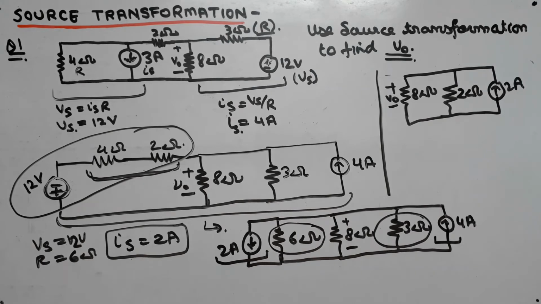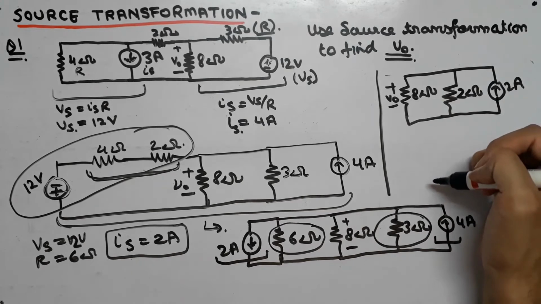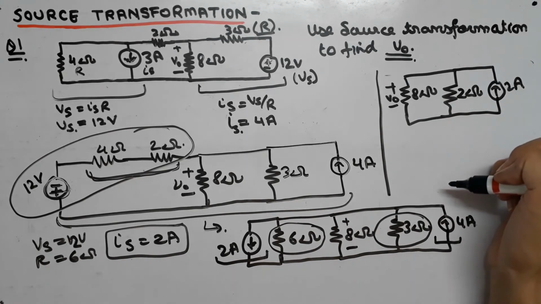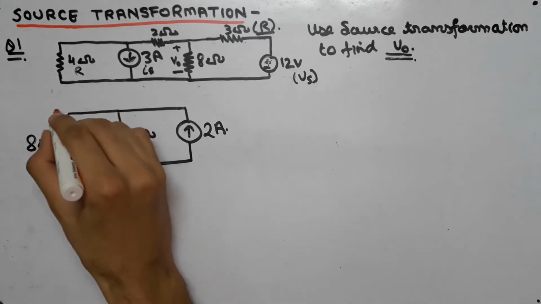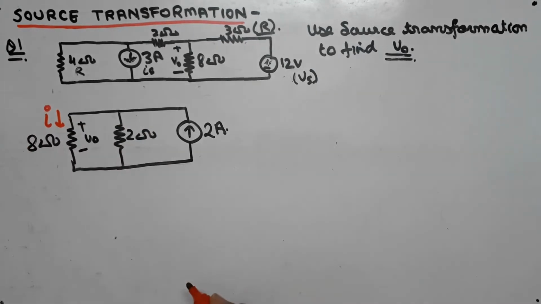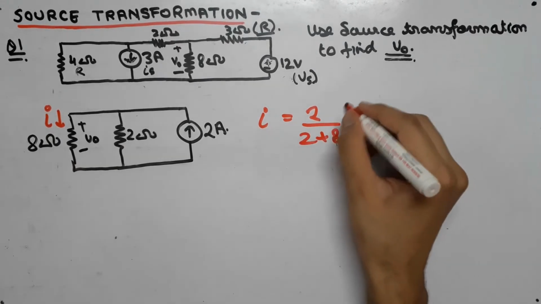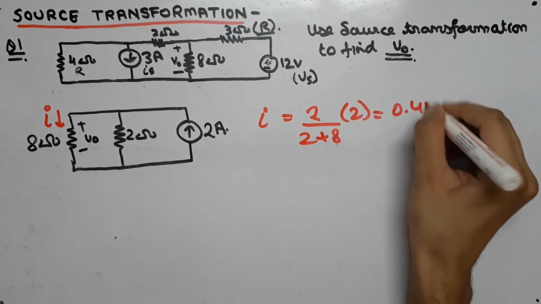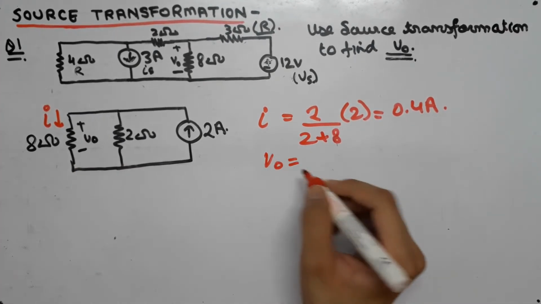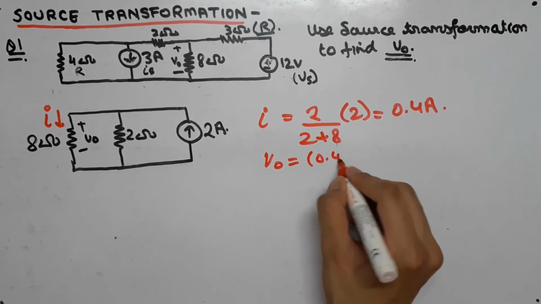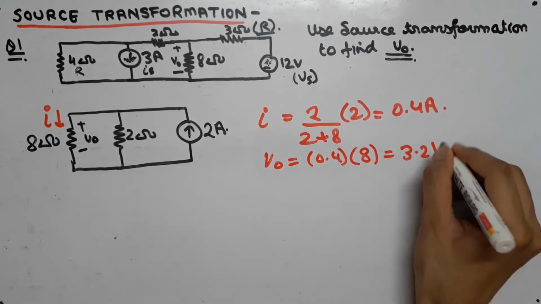Now we will simply use the current division rule and find the current across the 8 ohm resistor, and by that we will find the value of V0 using V is equal to IR. So now we will first find the current over here. Let us suppose that current I is flowing over here. Now using the current division method, we will get the value of I as 2 upon 2 plus 8 into 2, which will come out to be 0.4 ampere. Now we have to find the value of V0. We will get that by using the formula V is equal to IR. That is, in this case we have I as 0.4 and the value of R as 8, which will come out to be 3.2 volts.